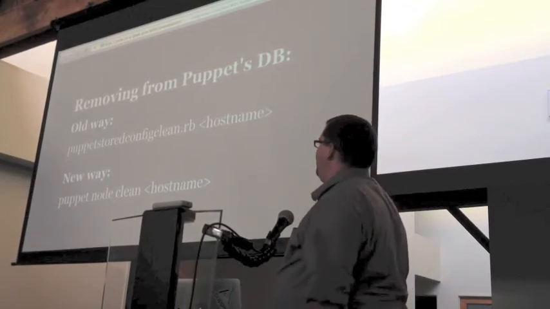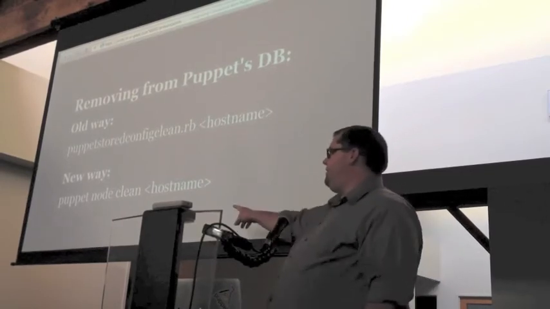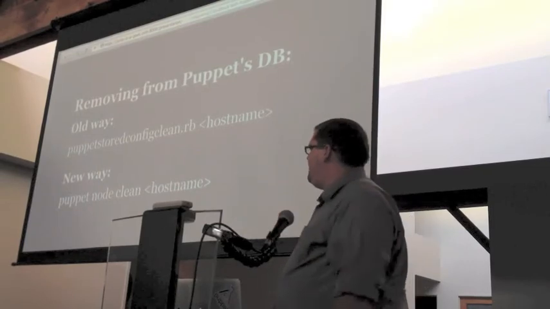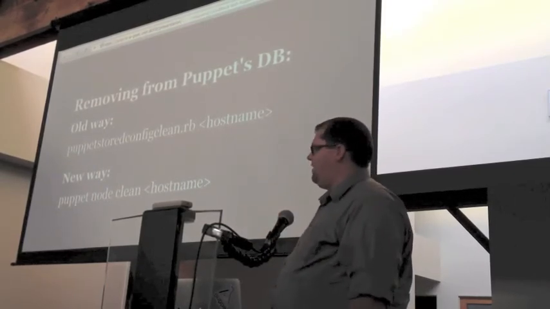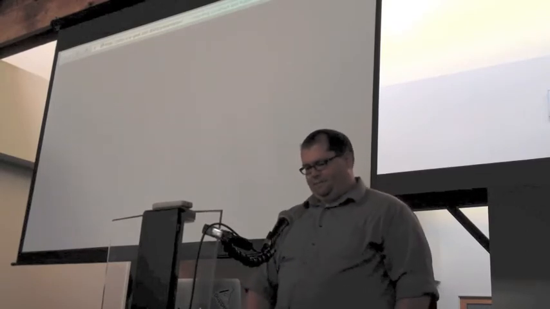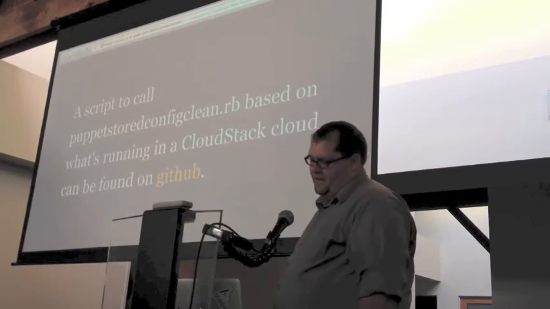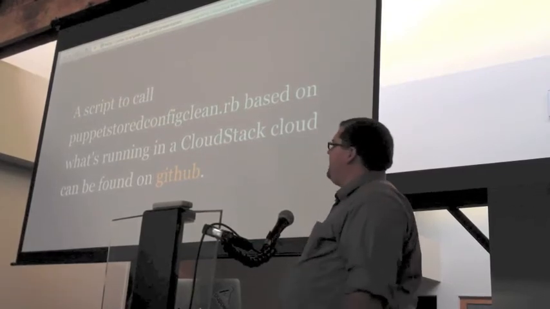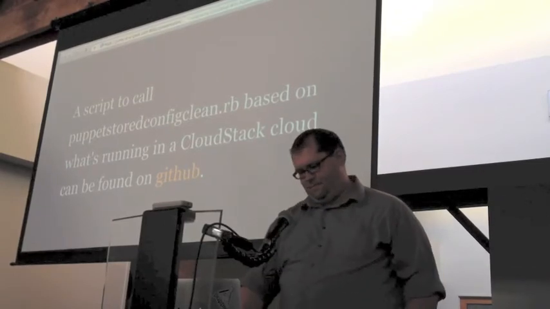It's no longer shipping as of 2.7.14, I believe. Yeah. And the new way is to use puppet node clean, and I'm pretty excited about that. I haven't implemented it yet using this new command, but it looks pretty cool. Yeah. So there's a script to do this cleanup to call puppet_storeconfigs_clean the old way on my GitHub.